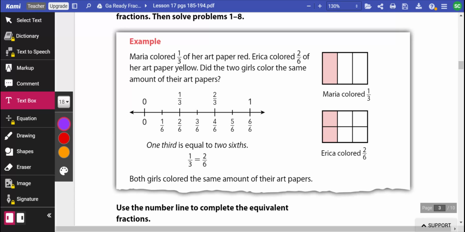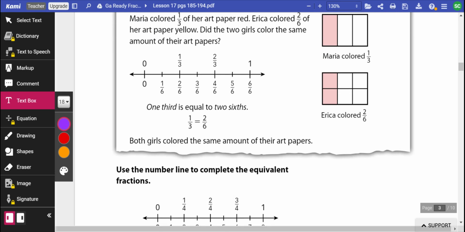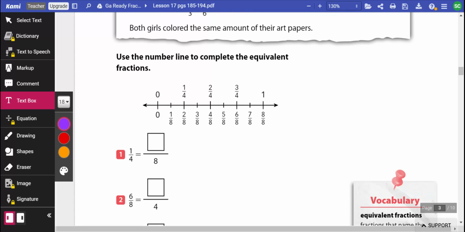It also shows us that on a number line. So on this number line, it's from 0 to 1. First we can split it into thirds and pretend like these sixths aren't here. And I can see here's where 1/3 would be, and here's where 2/3 would be. Then if I continued splitting and did sixths, I could see that 2/6 is the same place as 1/3. So those are equivalent. Now we're going to use the number line to complete the equivalent fractions.